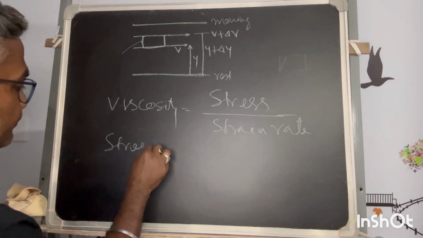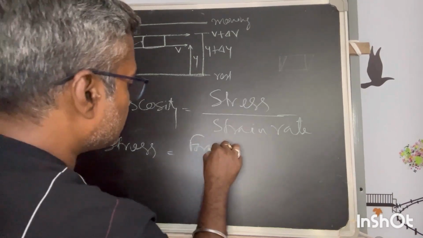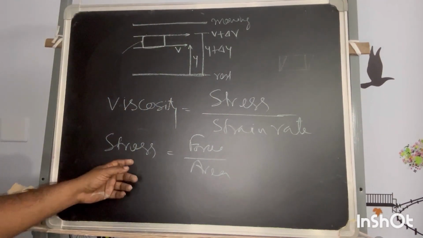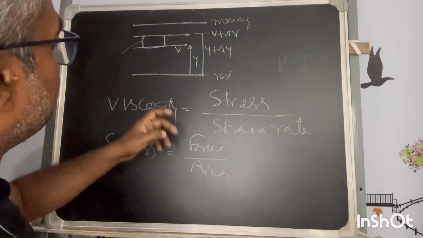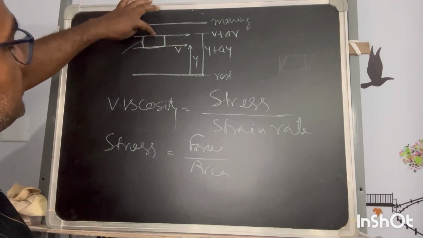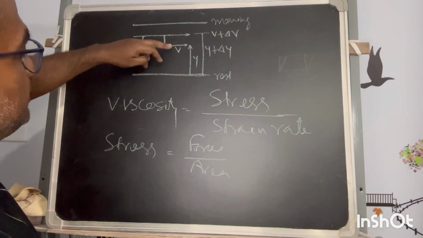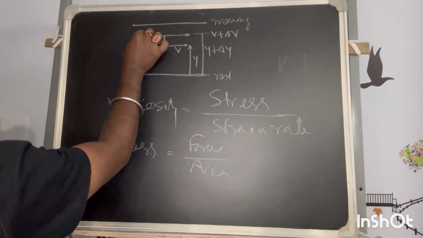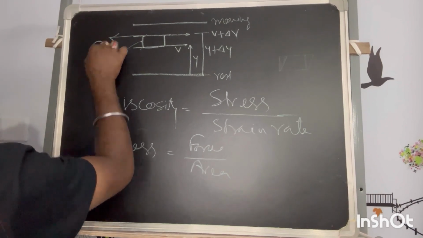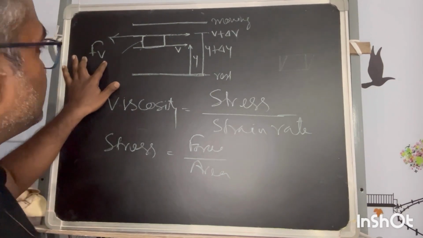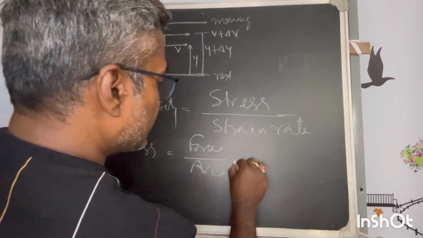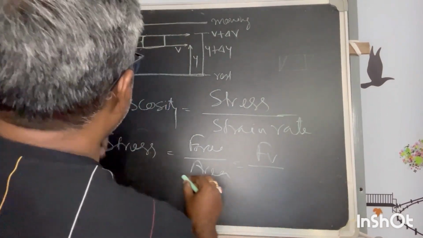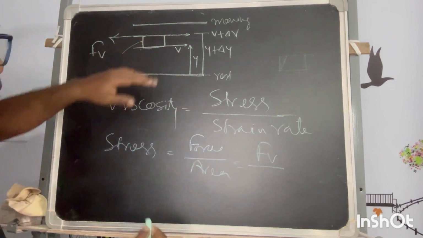Stress is force per area. Now if stress is force per area, then what is the force here? The force that this layer is being resisted by the bottom layer in the opposite direction. As I said, this is getting a force that is Fv, the viscous force or the frictional resistance.